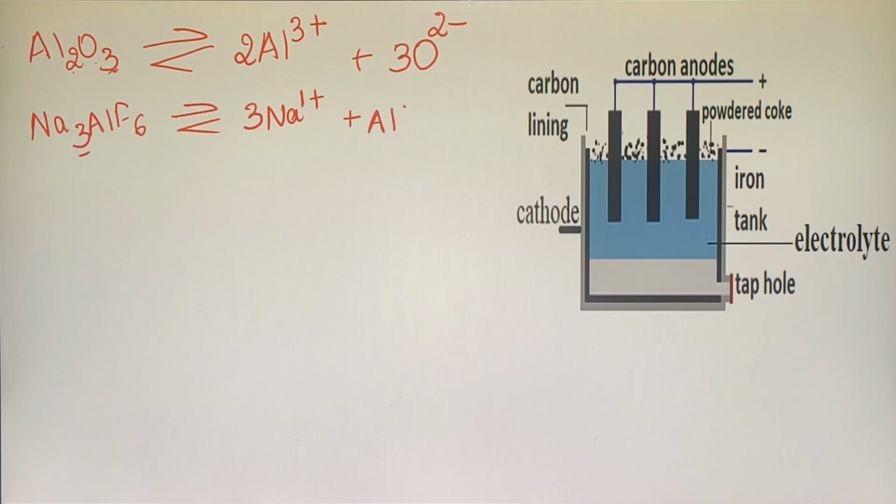Al. I should know what is the valency of aluminium. It is plus 3. And then I have fluoride. How many atoms of fluoride are there? 6. So 6F, what is the valency?